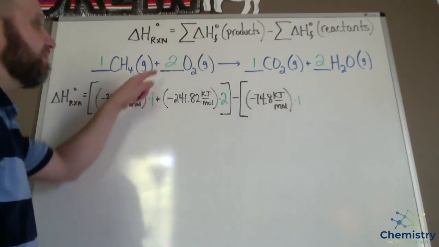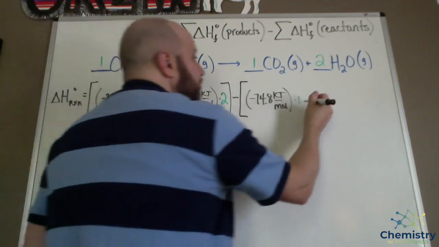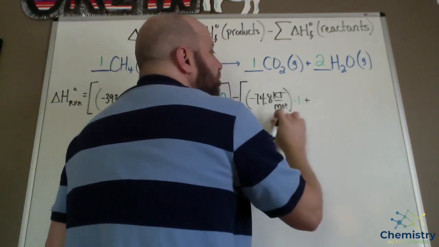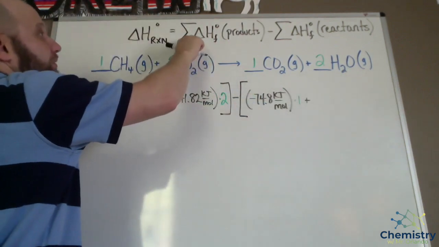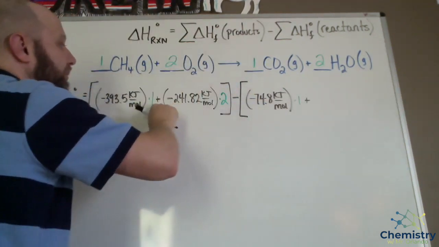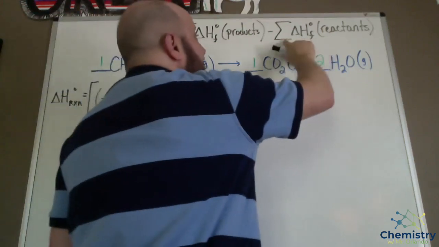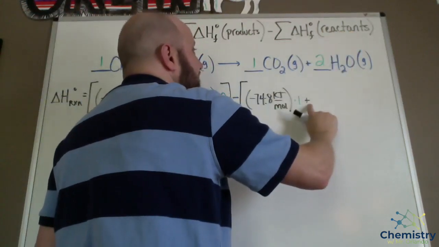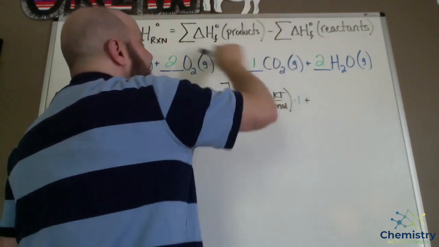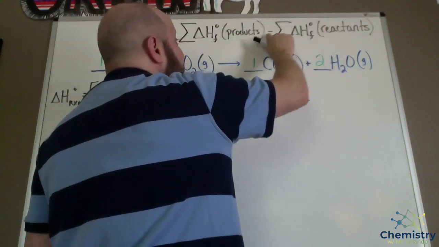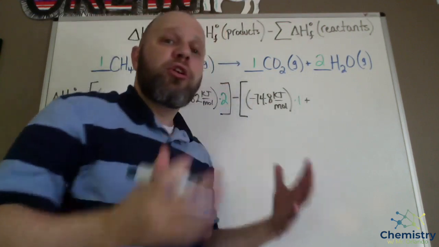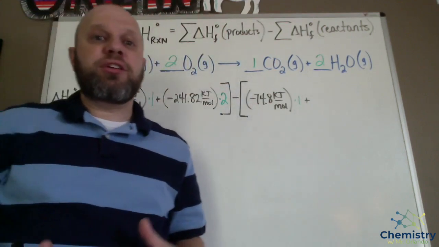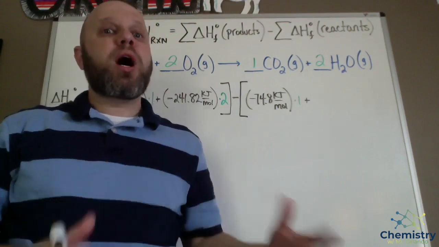Now I'm going to look up the value for oxygen. Remember, within the square brackets, things get added together because it's the sum of the products. That means add them together. It's the sum of the reactants. Add them together. The two things, products minus reactants, get subtracted from each other, so that's where that is coming from.